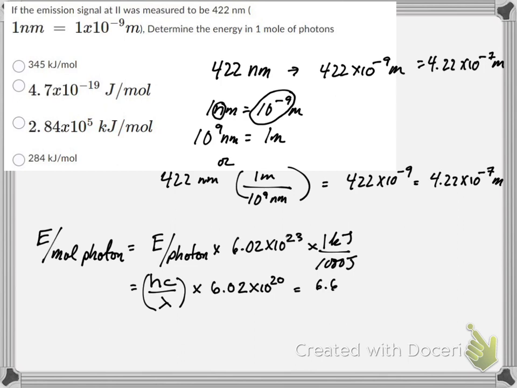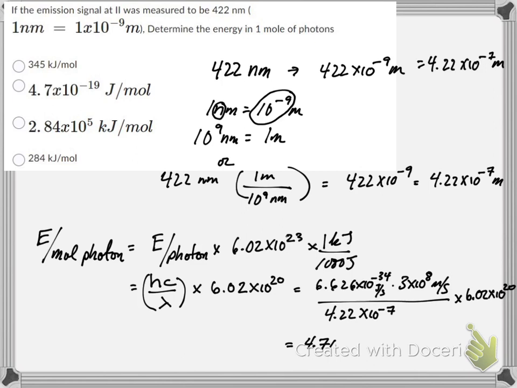So if we do that, put in our numbers, so H is 6.626 times 10 to the minus 34 joule seconds. C is 3 times 10 to the 8 meters per second. And now we just put in our wavelength, 4.22 times 10 to the minus 7. And we're going to multiply all this by 6 times 10 to the 20. The value I obtained was 4.7 times 10 to the minus 19. That's the number of joules per photon, times 6.02 times 10 to the 20. When you multiply these two together, I get 283 kilojoules per mole, which would give me option D.